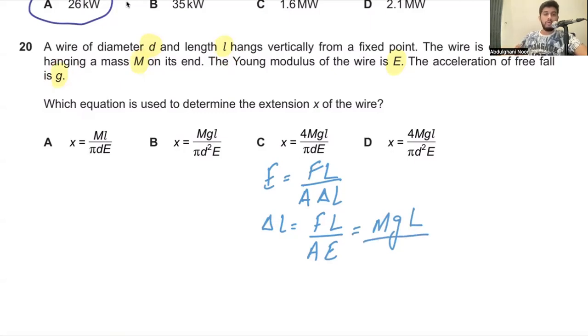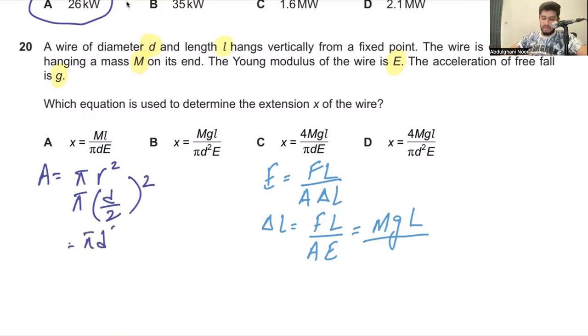Area. Now, they haven't given you the area, but they have given you that the diameter is D. You can't write radius instead of diameter because the options here are in terms of D, the diameter of the wire. So area is equal to pi r squared. I'll write diameter upon 2 as radius. So it's still radius, but in terms of D. And that gives me pi D squared upon 4. So area is pi D squared upon 4 multiplied by the Young modulus E.